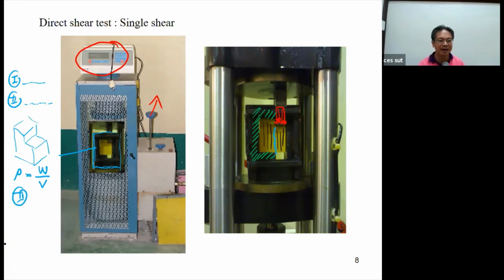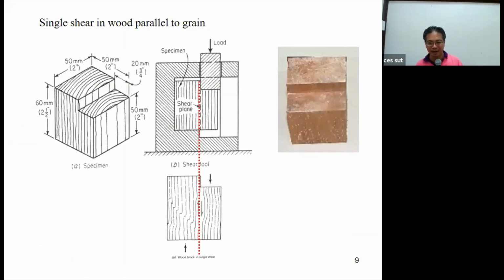Okay, and then the fourth step, you just notice the failure. Okay, and then you determine the area of the crack, and then you can find tau equal to P max divided by the area. That is going to be very easy to determine.